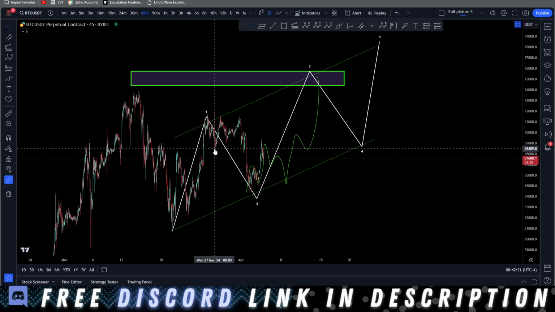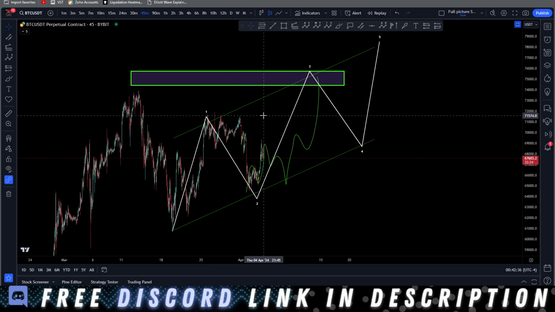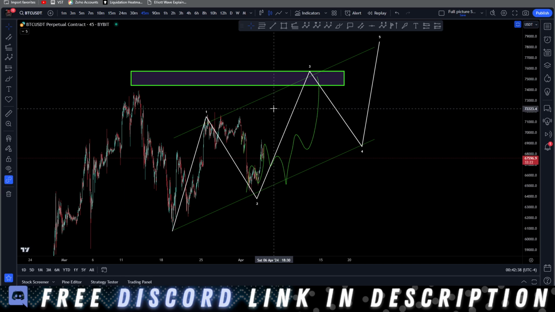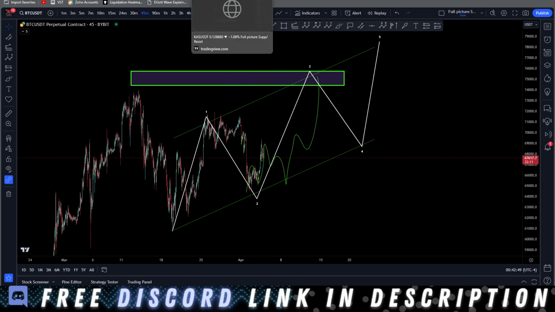Everyone, in this video we're going to go over this very plausible ending structure for Bitcoin to the upside here. I'm going to tell you why I think this is the most likely option in Elliott wave terms. You're going to learn something today if you're new to Elliott wave. Stick around, this is important. I really think this wave structure is going to play out here, and I'll tell you why.